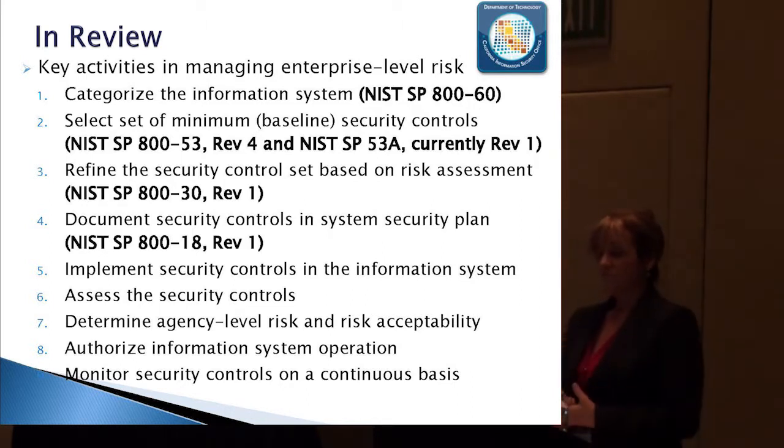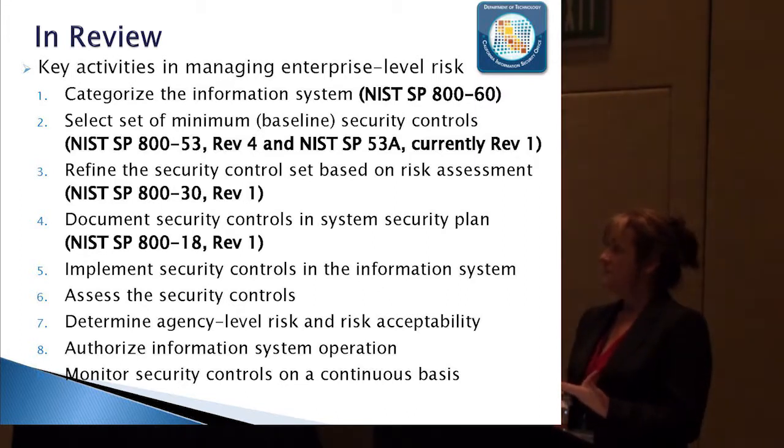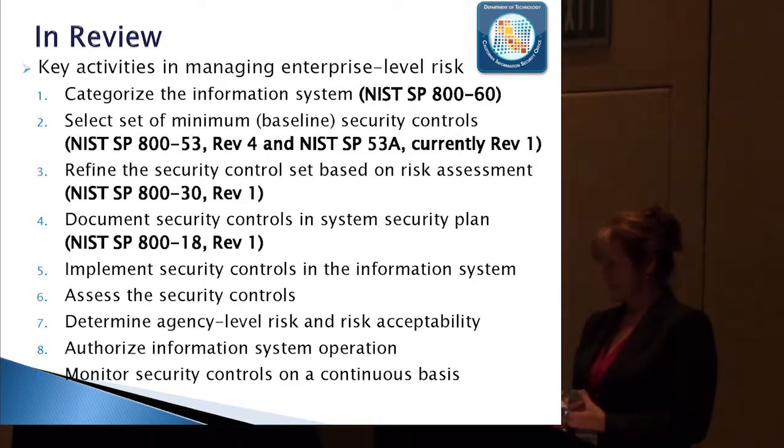So, if this made sense, we've talked about FIPS, NIST, and how they relate to FISMA. And we've talked about categorizing the information systems and how that has to happen first. We've talked about selecting the minimum baseline security controls and how you can do that with 853 and 53A.